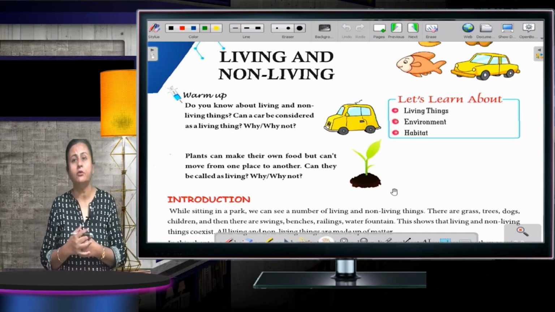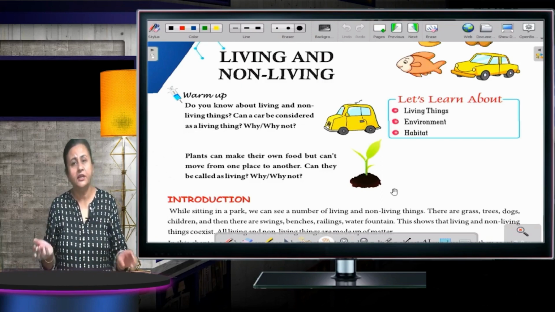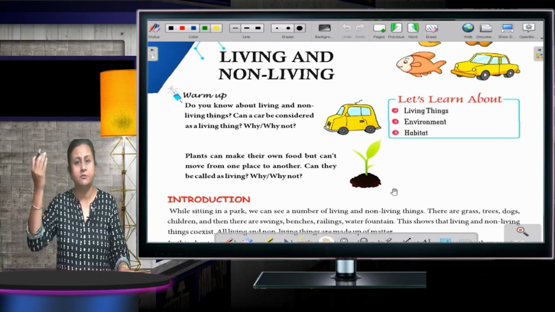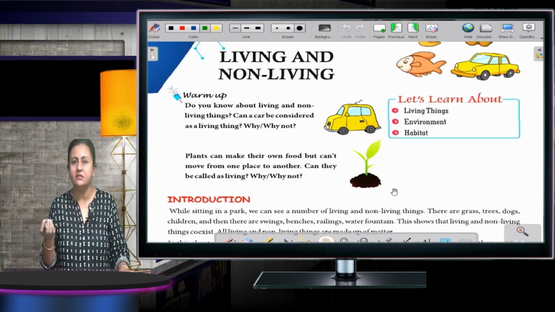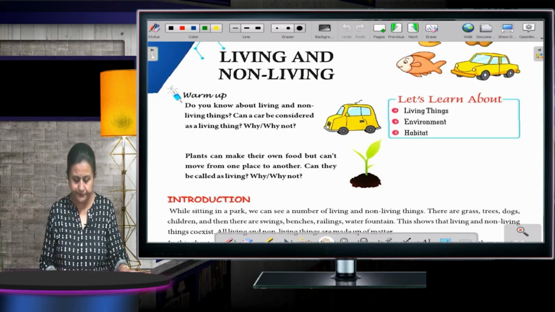Living का मतलब क्या होता है? Means इसमें जान होती है. And non-living इसमें जान नहीं होती. In simple words, living things are the things which are made by God, and non-living things are made by man. Okay, now shall we start?